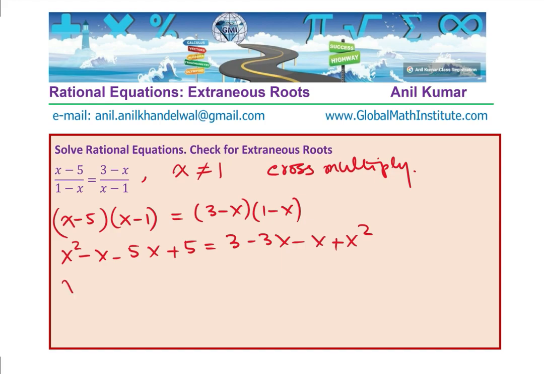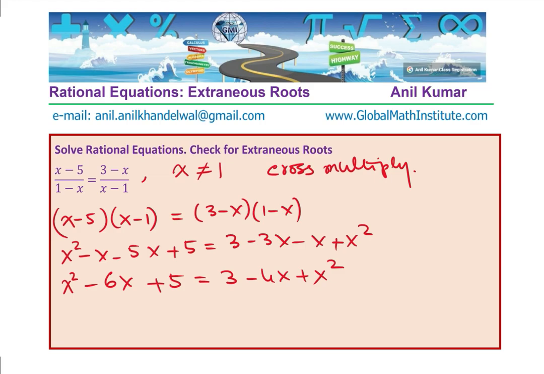Okay, so we have x squared minus x minus 5x will give us minus 6x, right? And then, okay, let me first simplify each side, right? So 3 minus 4x plus x squared, right? x squared will cancel. We have 6x and minus 4x. Let's bring them here, and 3 and 2 on the other side.